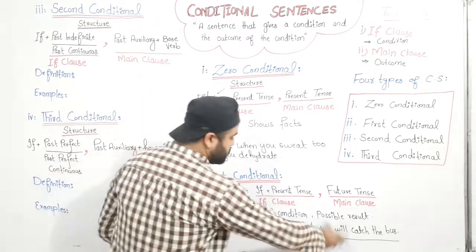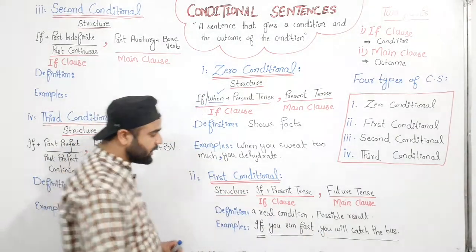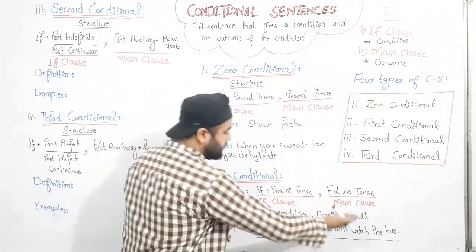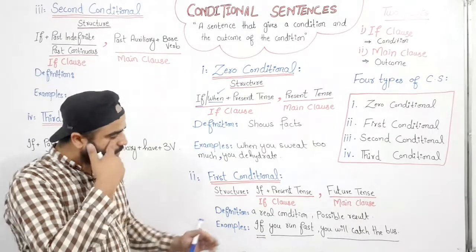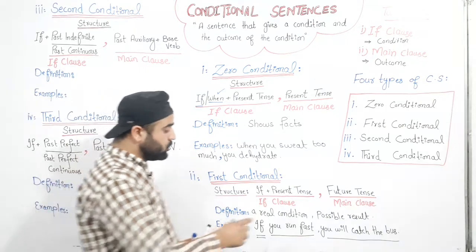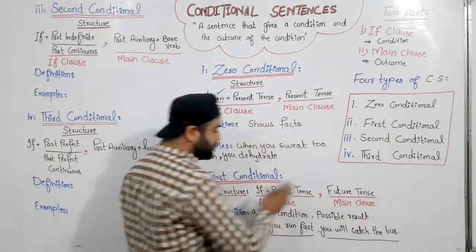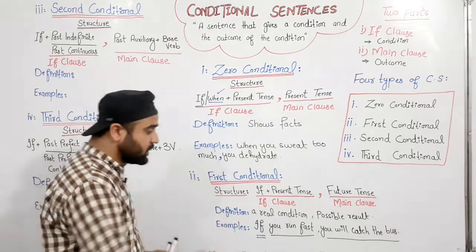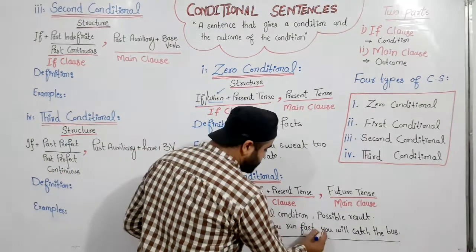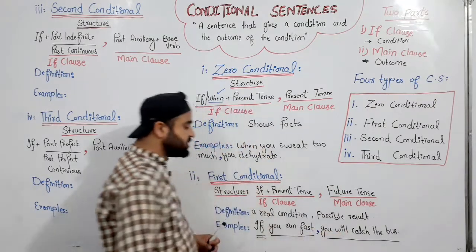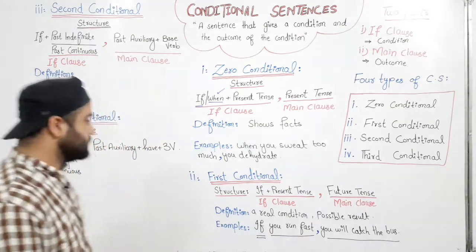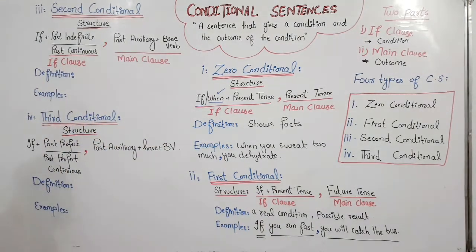You can even change the order, you can invert it, like the main clause can come in the beginning and the if clause can come at the end. So the sentence will be, you will catch the bus if you run fast. So when you use the main clause in the beginning and the if clause after, then you do not need to put this comma. But if the if clause is in the beginning and the main clause comes after, then do not forget this comma. This is very much important. This was first conditional, and I believe it is clear.